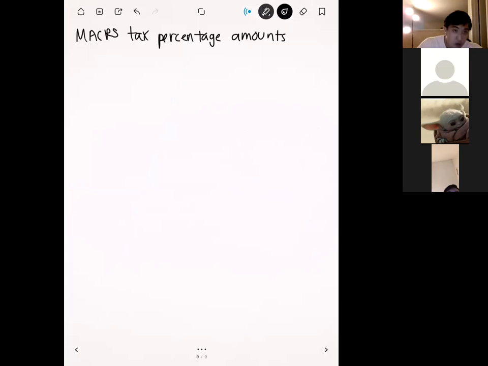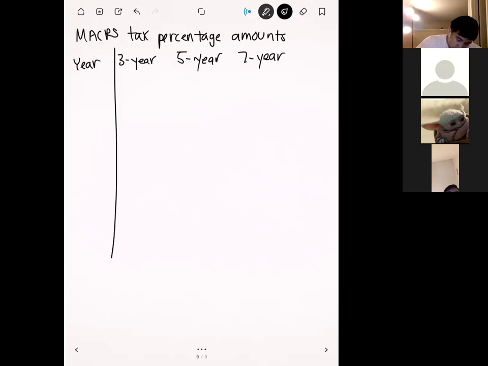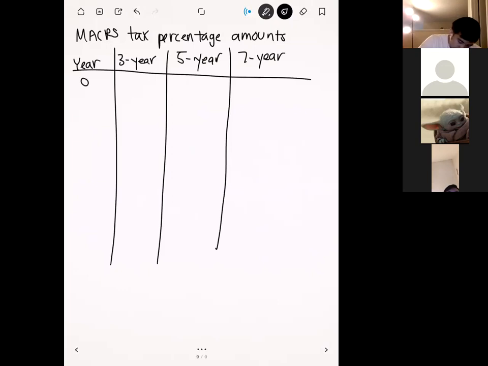All right, let's go ahead and make a column for year. We'll make a column for a 3-year property. Make a column for 5-year, and make a column for 7-year. Oh, sorry, it starts at year 1.